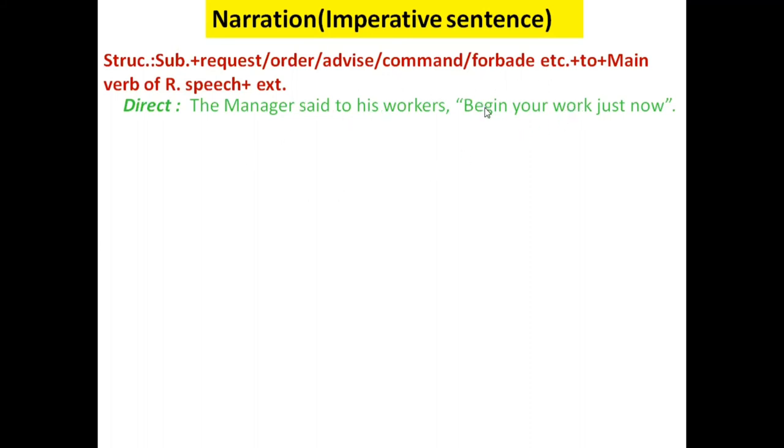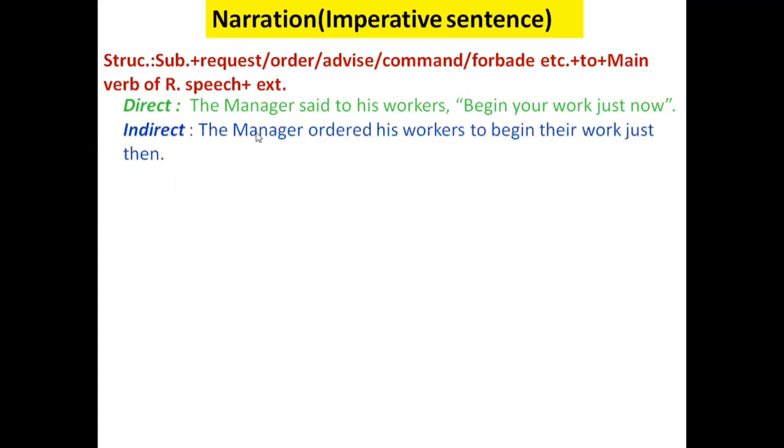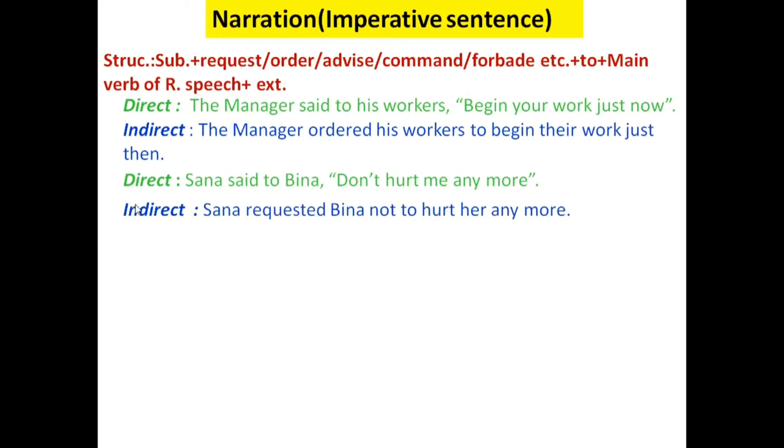Here, the manager ordered his workers to begin their work just now. Okay, let's see the change. The manager ordered his workers to begin their work just then. Here, now changes into then. Another example, Sana said to Bina, "Don't hurt me anymore." In indirect speech, Sana requested Bina not to hurt her anymore. Here it is a negative imperative sentence. That's why we use not to hurt her anymore.